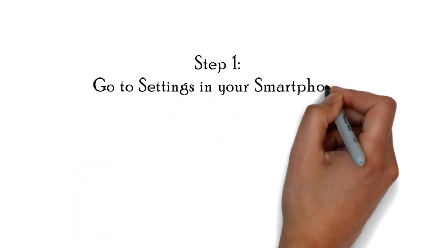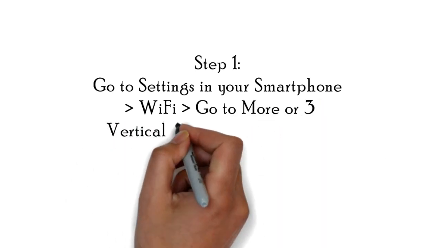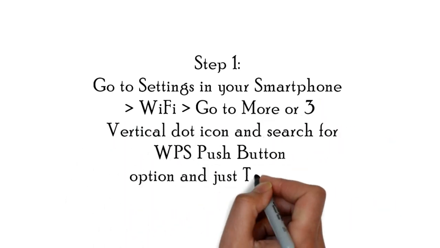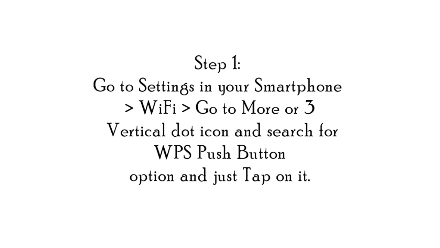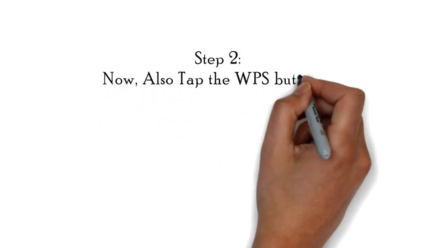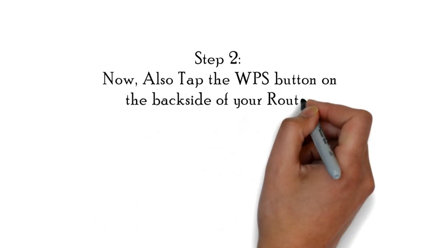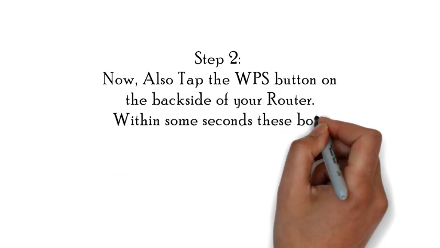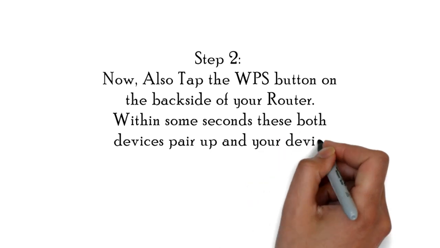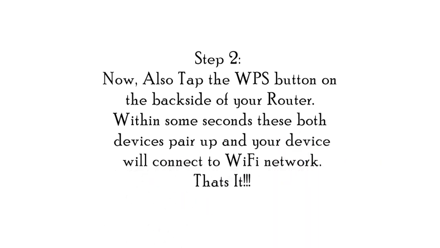Step 1, go to settings in your smartphone, then Wi-Fi. Go to the more, 3 vertical dot icon, and search for the WPS push button option and just tap on it. Step 2, now, also tap the WPS button on the back side of your router. Within some seconds these both devices pair up and your device will connect to the Wi-Fi network.